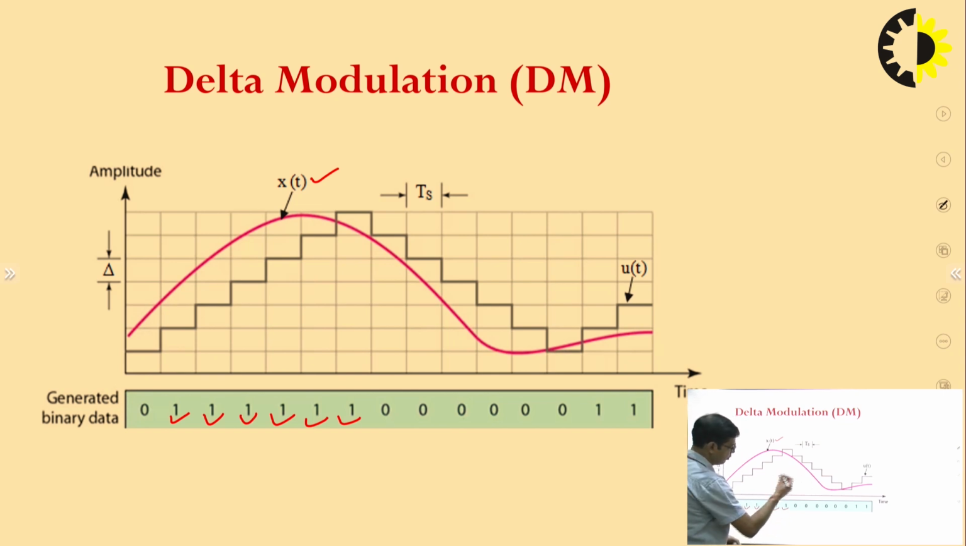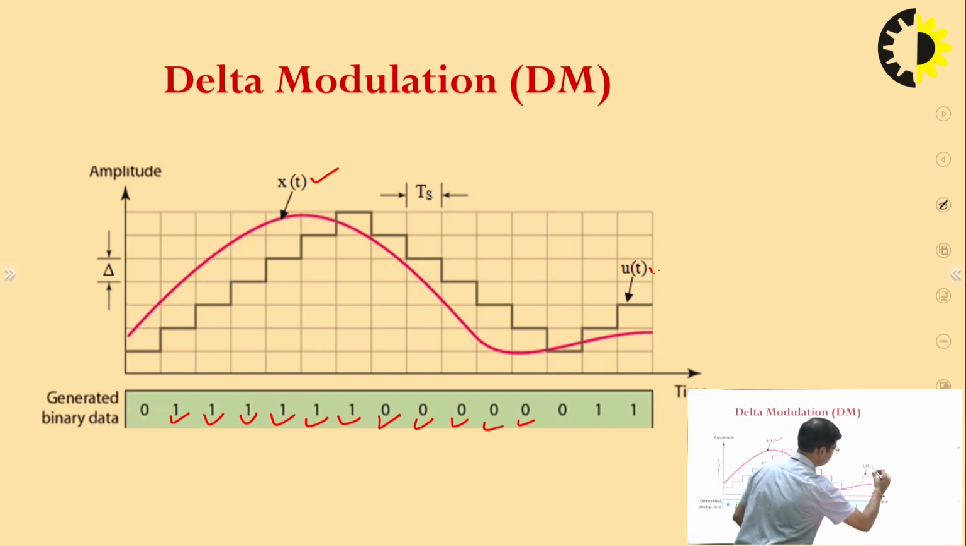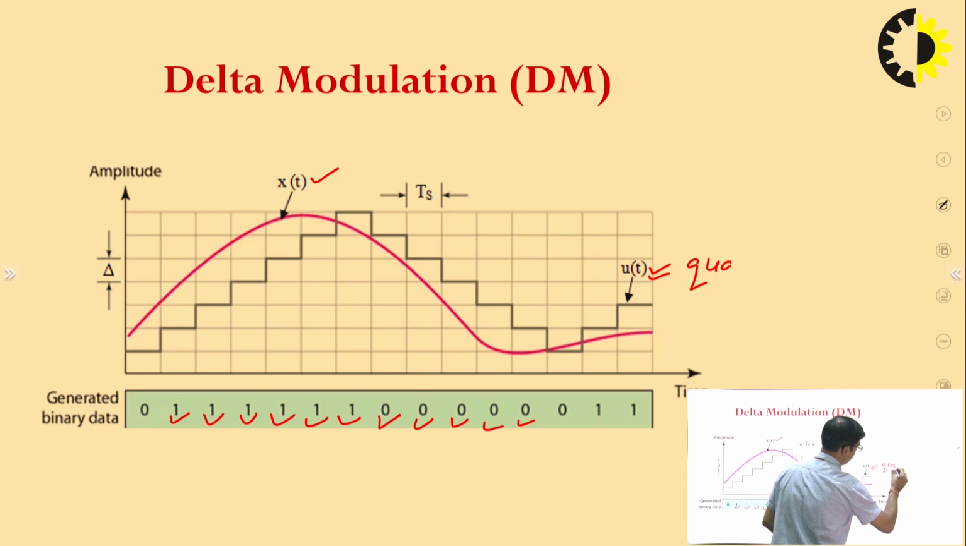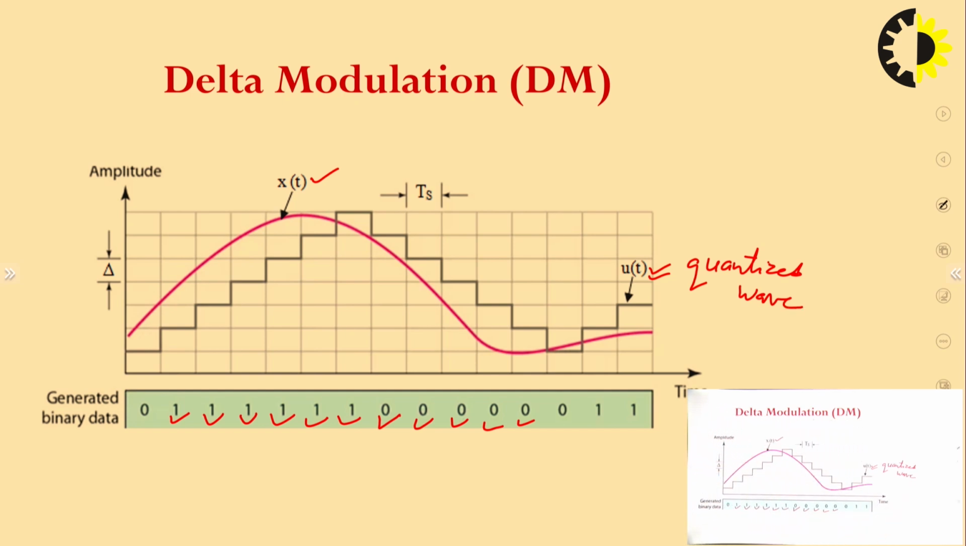So we can denote this minus delta by 0, and our staircase waveform, we can see here that it is trying to catch up with this message signal. So x(t) is our input message signal, and this u(t) here is our quantized waveform, quantized wave, and corresponding to this quantized wave, this is our generated binary data.